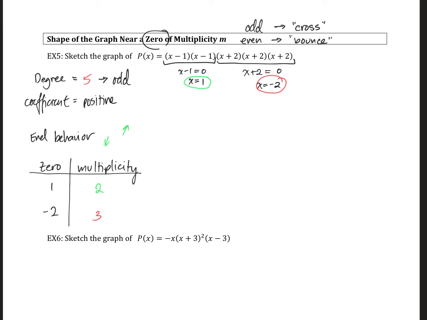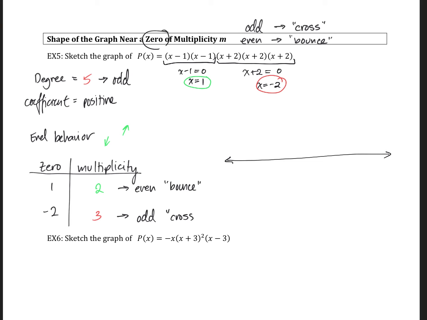So what does this mean for our graph? The multiplicity here is even, which once again means it is going to bounce on our graph. Not the official term, but I'll use that. Then the 3 is odd, which means it's just going to cross. We're going to use this to do our basic sketch.